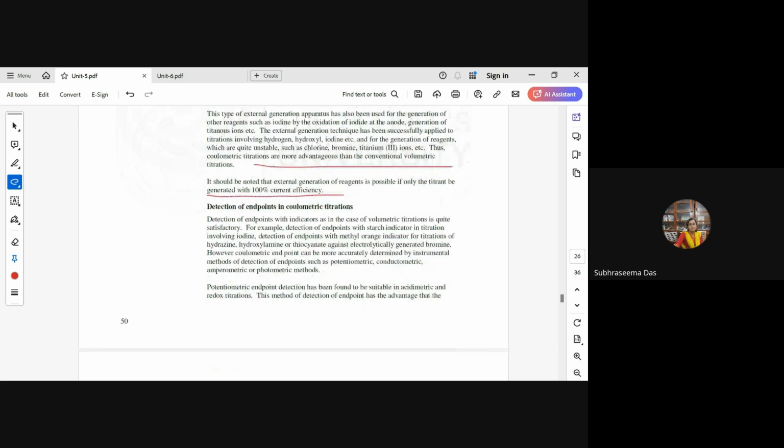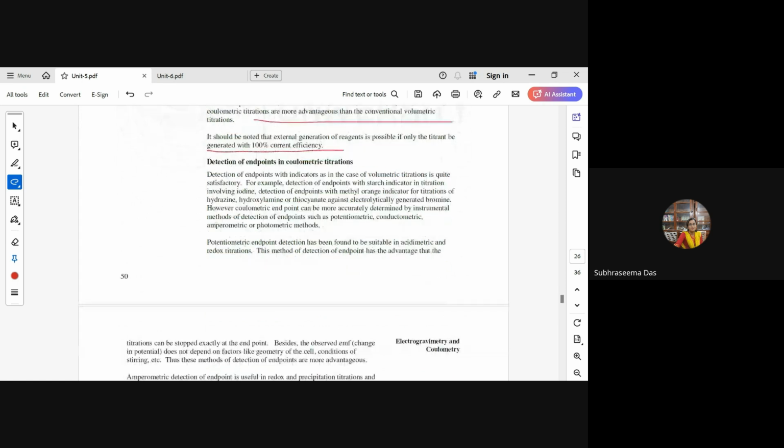Then the most important part is detection of endpoints in coulometric titration. The detection of endpoints is quite satisfactory. For example, the detection can be done with starch, which involves iodine titration. Detection with methyl orange can be done, which involves hydrazine and hydroxylamine.